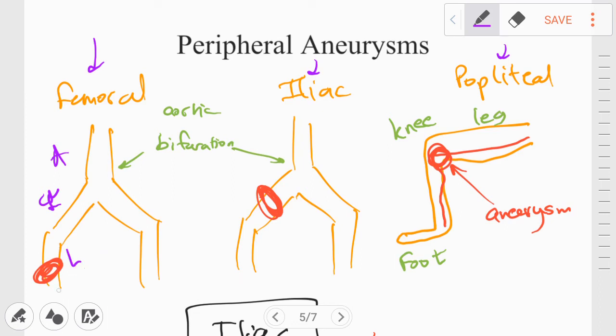At the level of the legs, we have the femoral aneurysm. On the other hand, in the iliac one, you can see that after the bifurcation is the common iliac, so here you can see an aneurysm. And in the popliteal, this is a very beautifully drawn leg, and the knee I made sure to label so it's easier to identify that it's a leg. And just at the joint behind, on the posterior side, you can see there is an aneurysm. This is called the popliteal aneurysm.